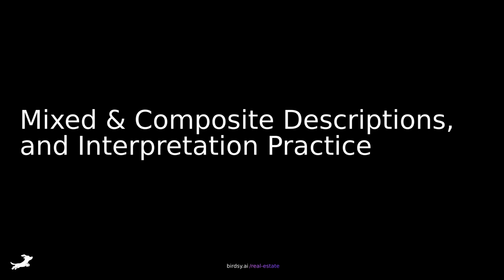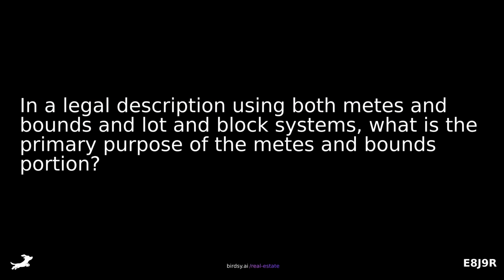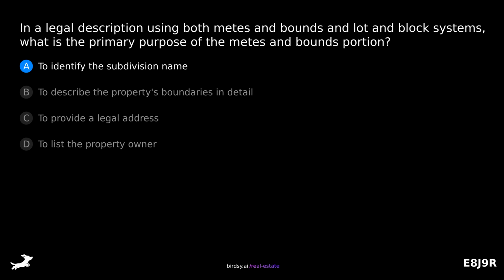Mixed and composite descriptions and interpretation practice. When descriptions use more than one system or hybrid references. In a legal description using both metes and bounds and lot and block systems, what is the primary purpose of the metes and bounds portion? Is it A, to identify the subdivision name? B, to describe the property's boundaries in detail? C, to provide a legal address? Or D, to list the property owner?